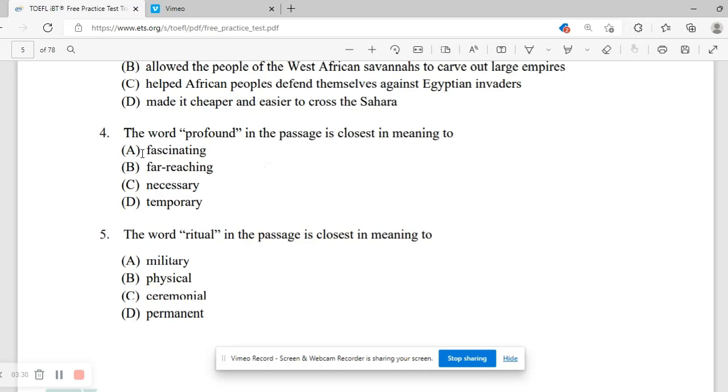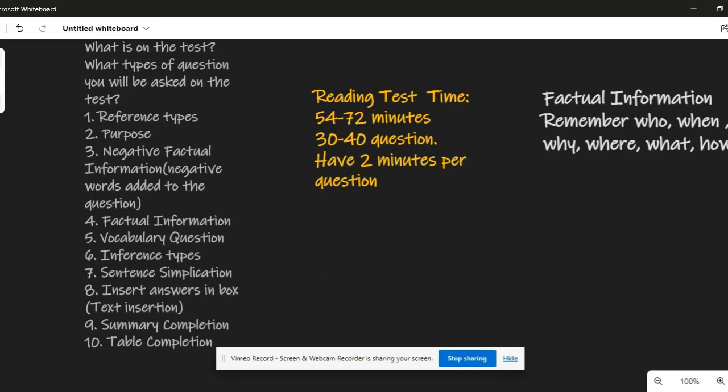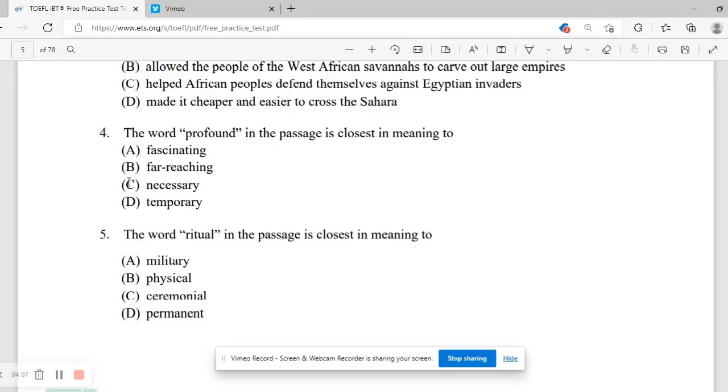Here it says, the word "profound" in the passage is closest in meaning to. So you can definitely catch it: it is a vocabulary type question. Let me get back to the slide here. The vocabulary question, here we go, number five. What I'm doing, again, is trying to make you familiar with all the types of questions that are going to be asked on the test. Okay, let's go back to the ETS slide.